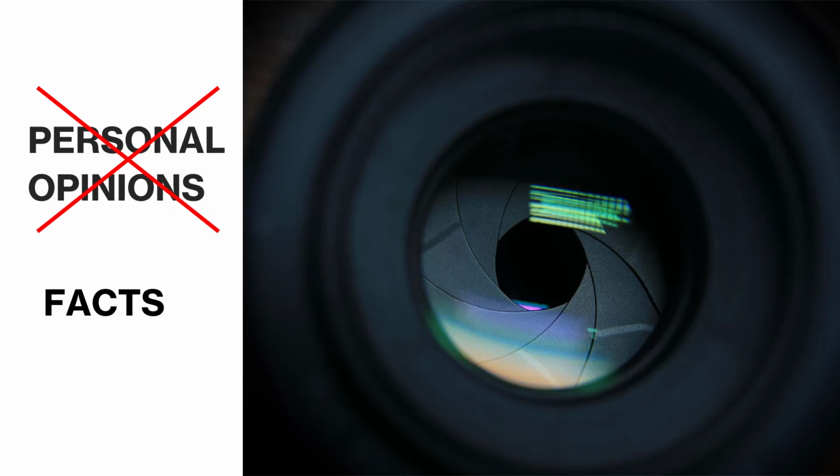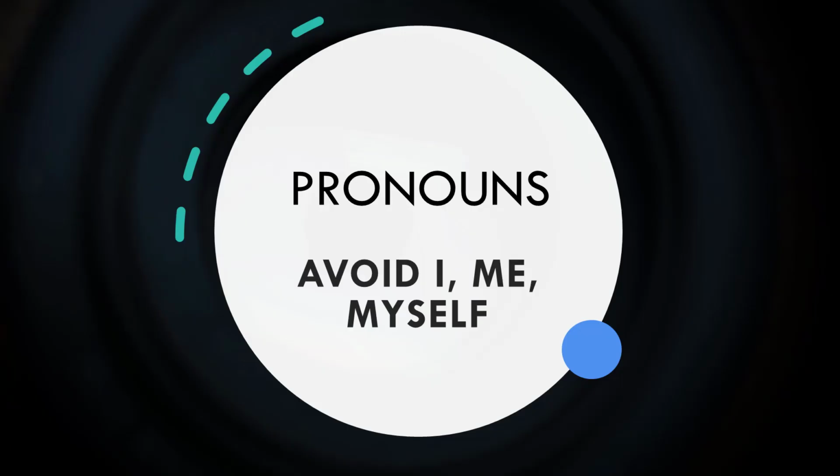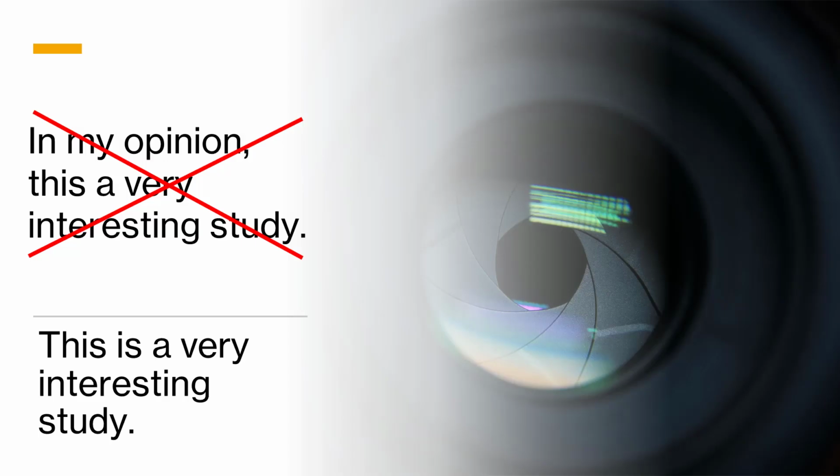So in general, when it comes to pronouns, the most important thing to remember when you write an academic text is that you avoid the pronouns I, me, myself, because a reader will normally assume that any idea that is not referenced, like if you don't refer to a specific source, then the reader will assume that it's yours, it's your idea. So it's unnecessary to make this explicit. For example, you do not have to write, in my opinion, this is a very interesting study.